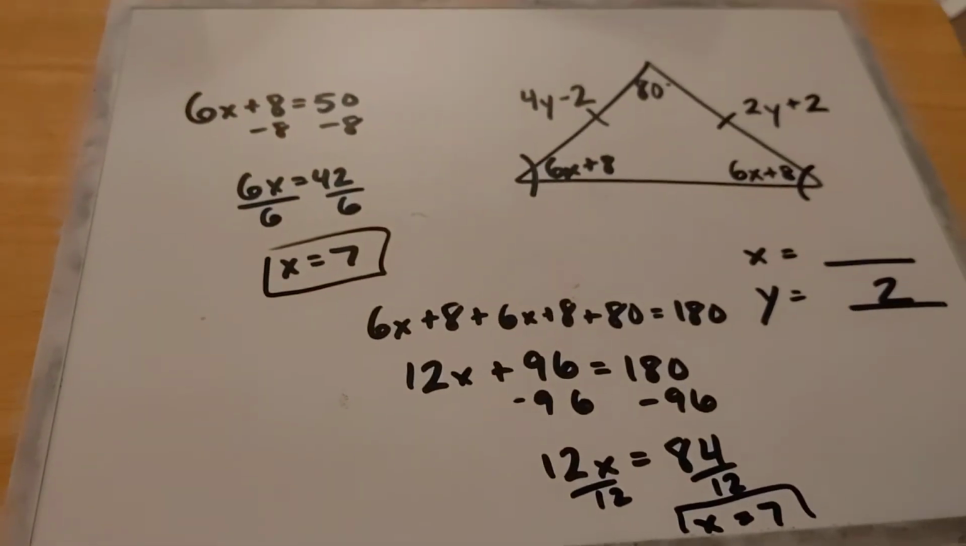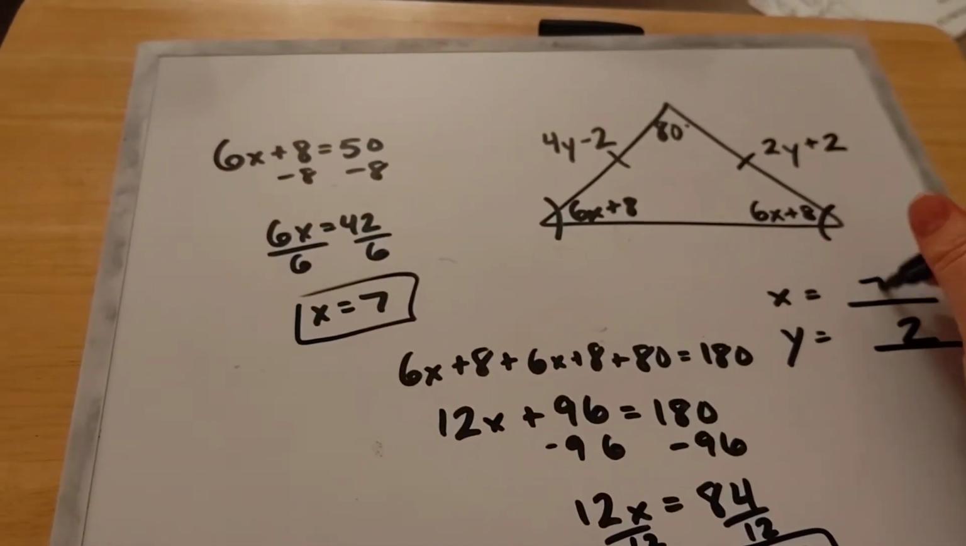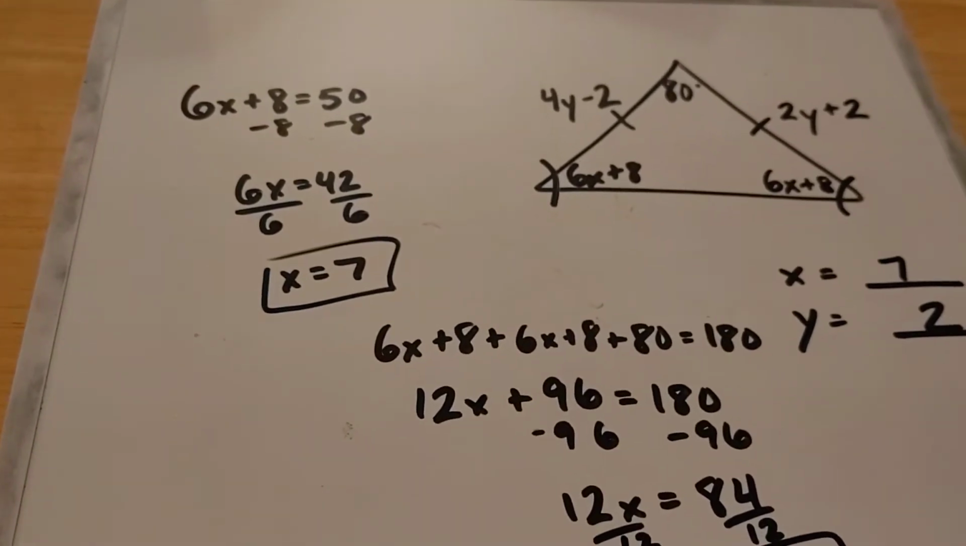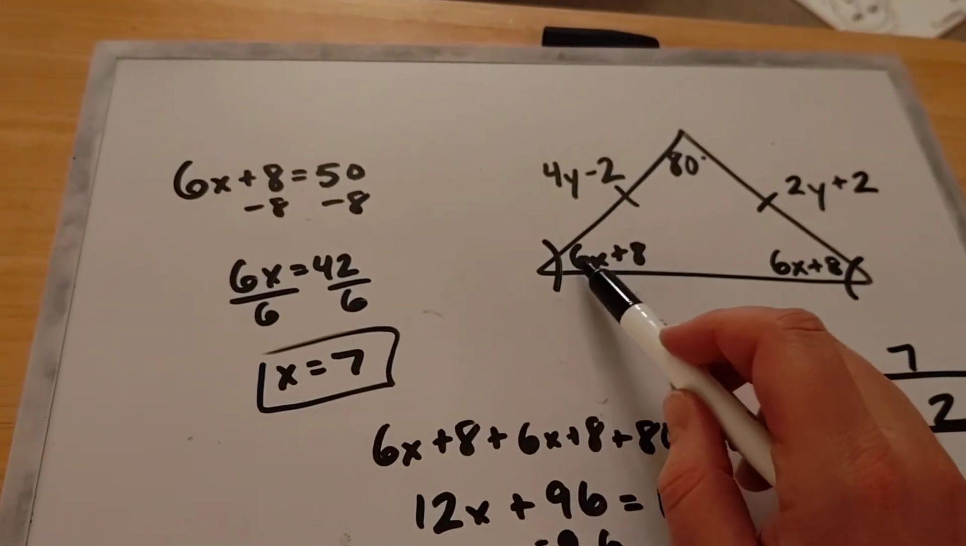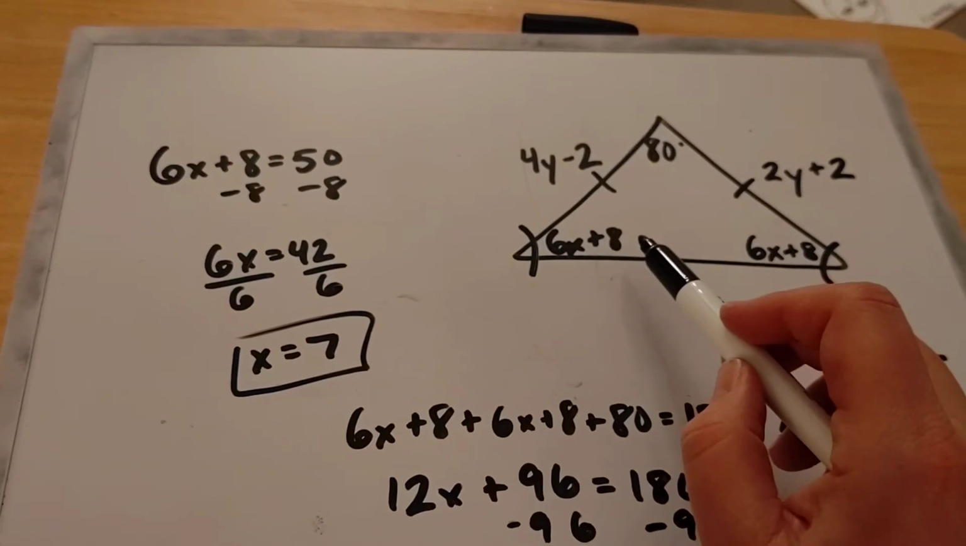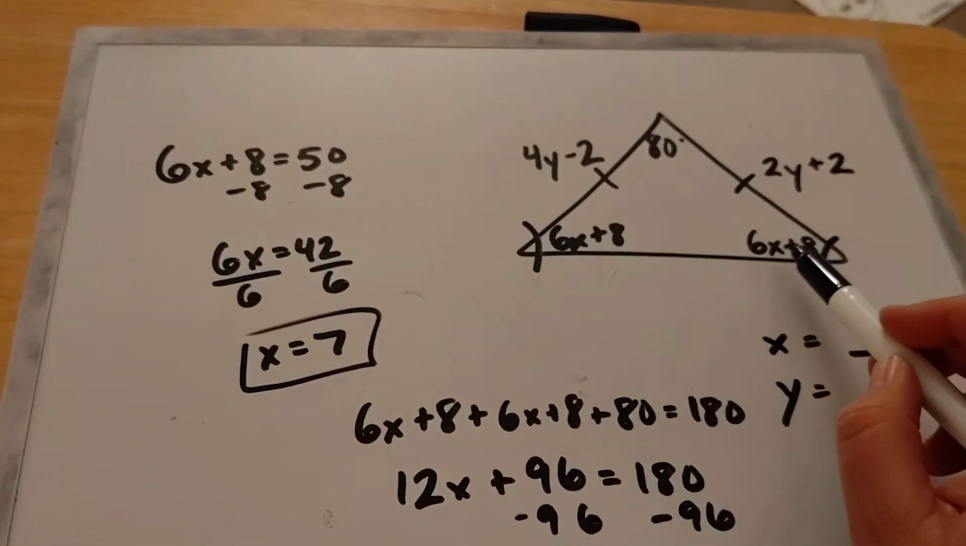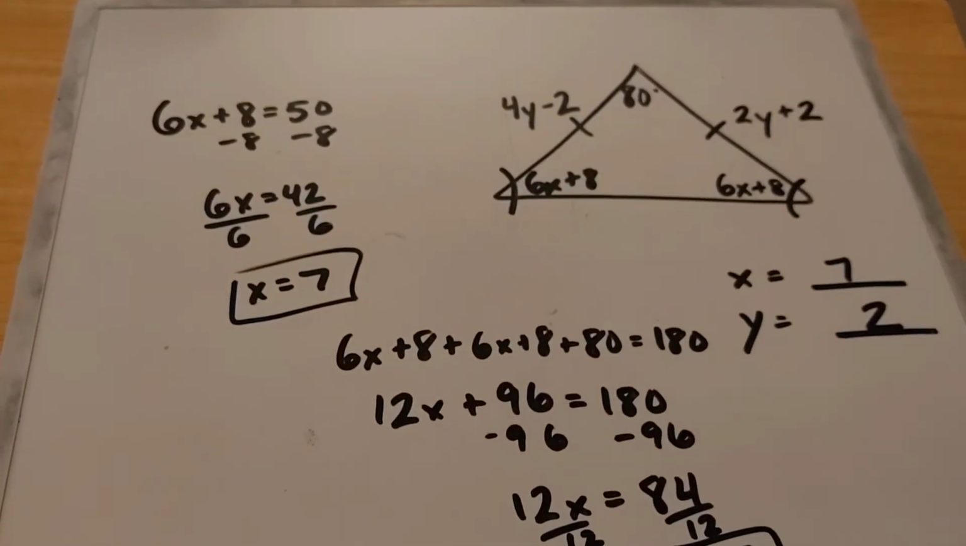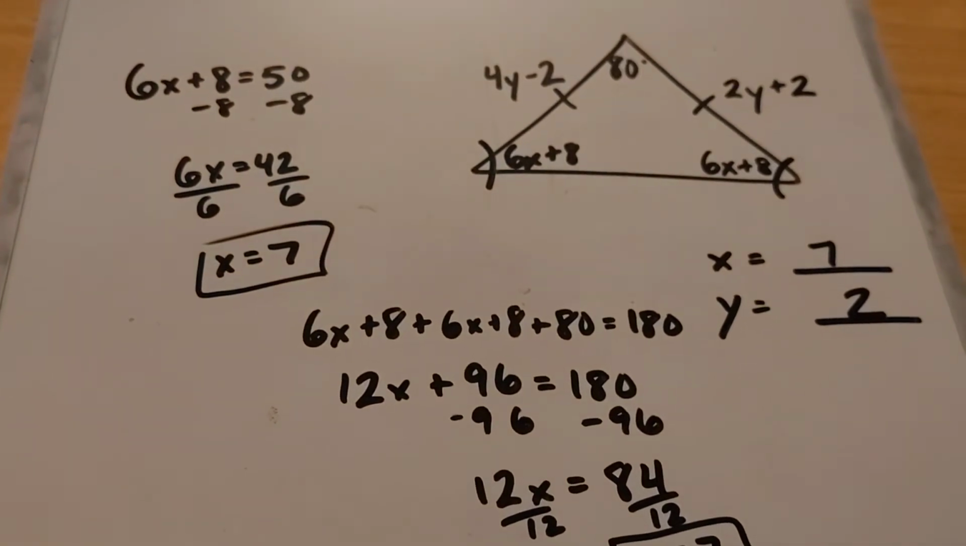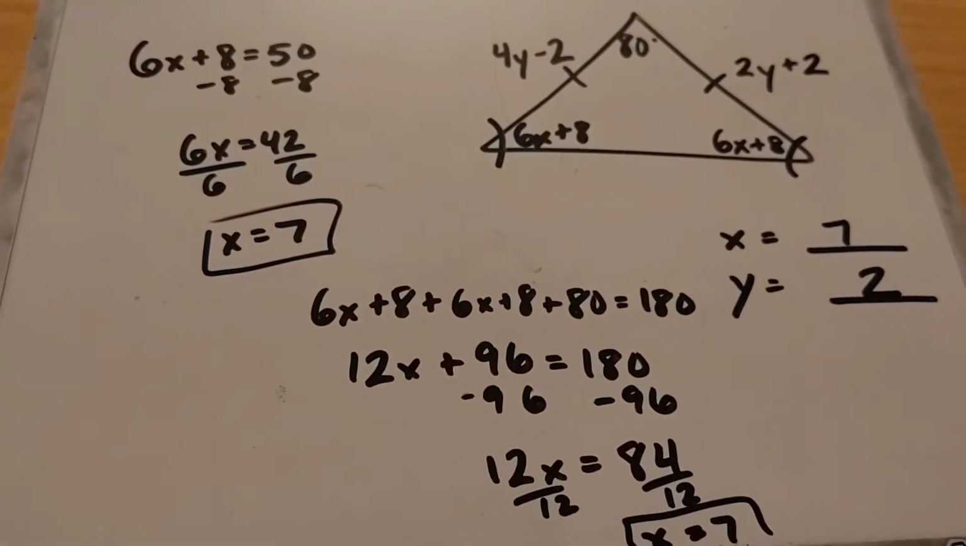Two alternate ways to do the same thing, but let's go ahead and put our x equals 7. If I want to check my work, I could plug it in for x. 6 times 7 is 42. 42 plus 8 is 50. That's 50. That's 50. That's 80. Adds to 180. So isosceles triangle, a very friendly triangle to work with.